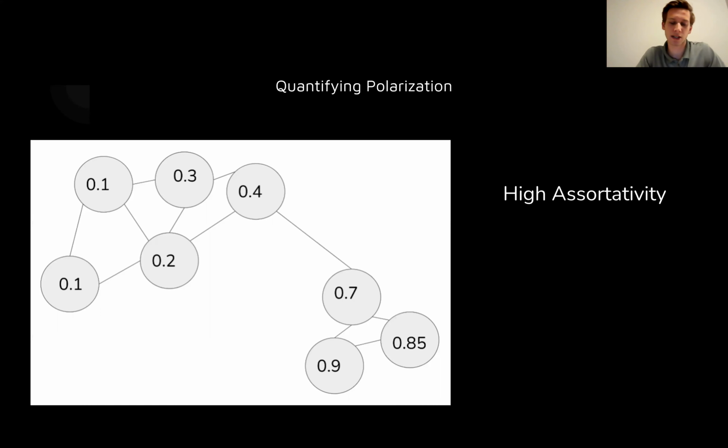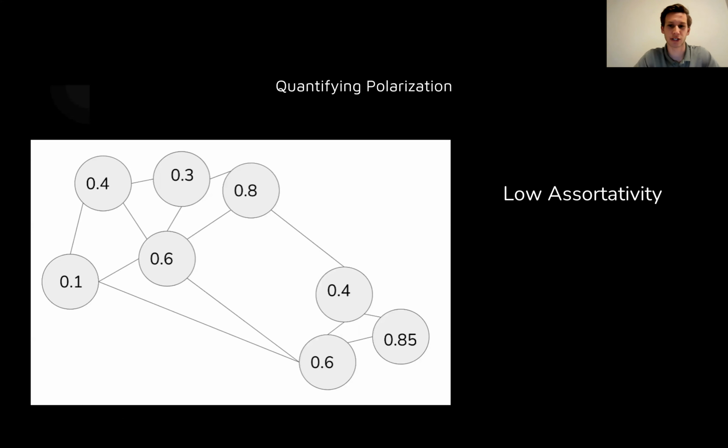This is an example of a graph with 8 nodes, so not too big. And this graph shows a higher assortativity because agents that are closer in opinion to each other have a higher likelihood of being connected with agents that also have a similar opinion. So a 0.9 has a higher chance of being connected to a 0.8 than it would with a 0.1, and vice versa.